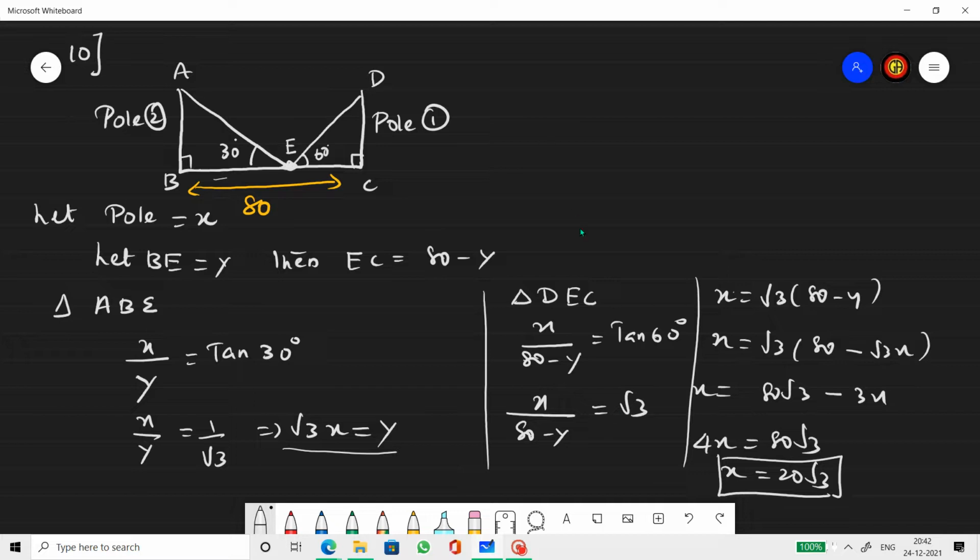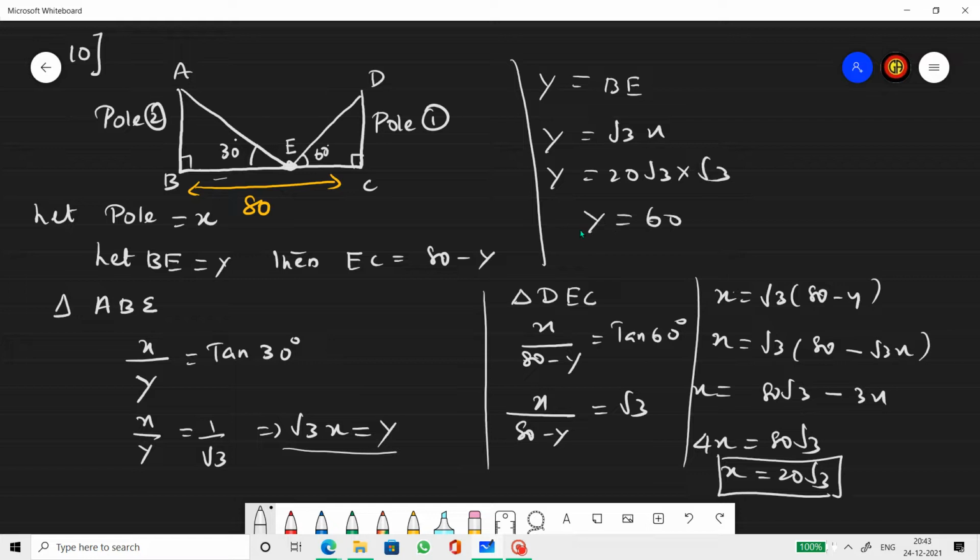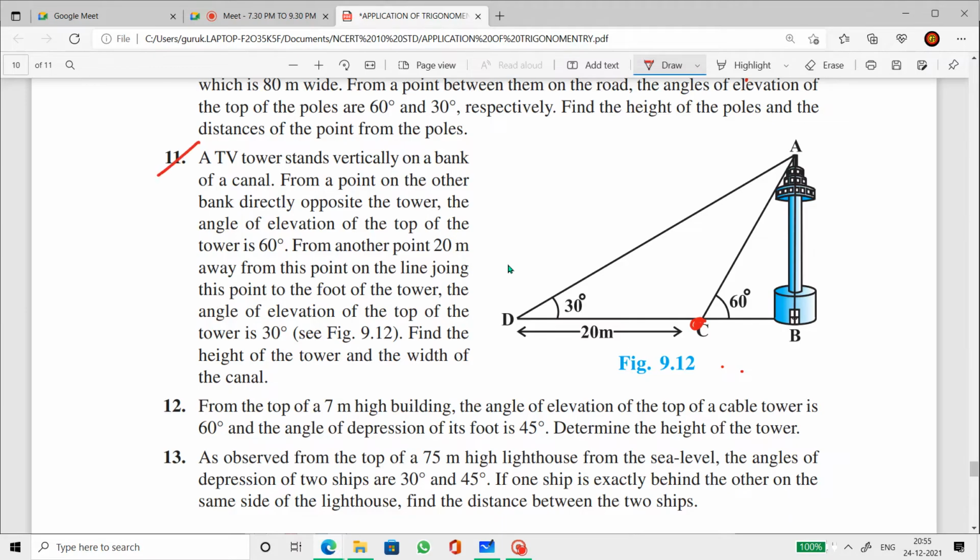Now we need to find the distance between them. We wrote over here, distance between them. Since x is found, y is the one for the distance. Y is taken as BE distance. So BE, which is y, and y equals root 3x. So y equals 20 root 3 into root 3. So y is equal to 60. Now if BE is 60, then EC is 80 minus y. So that means it's 20. So the distances are 60 and 20 from the point it's been observed, and the height of the pole is 20 root 3 meter.